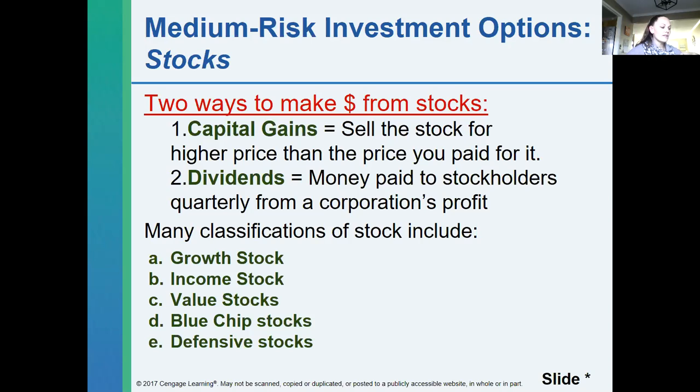And then there are different types of stocks. So there's a growth stock, income stock, value stocks, blue chip stocks, and defensive stocks. Your book has about 2 sentences on each of these. And if they're something that interests you, you could read into them and see what kind of stocks jump out the most to you when you go to invest.